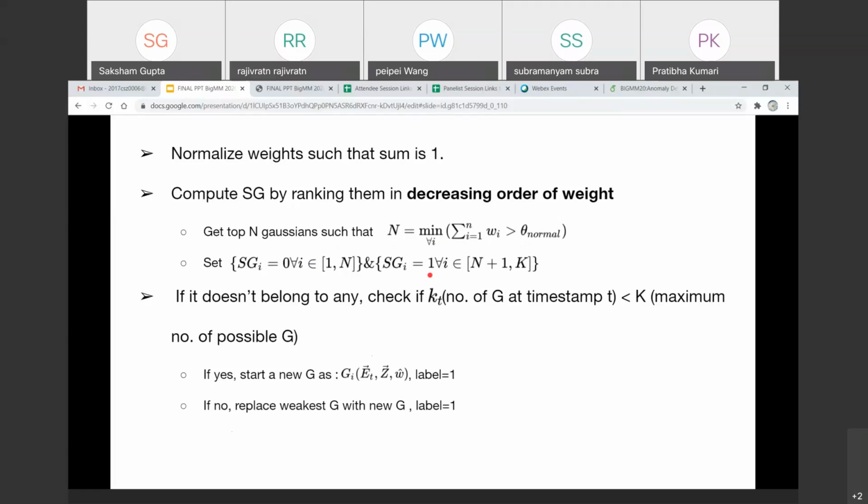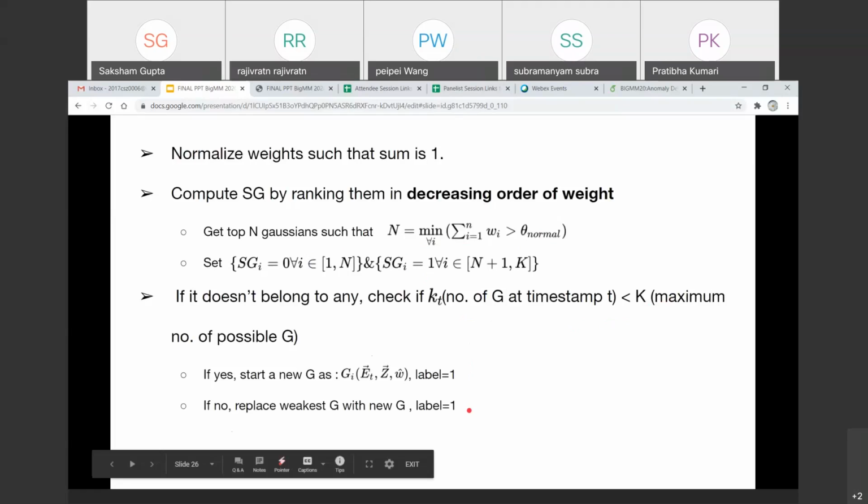And the other case is that the sample is not matched to any of the Gaussians. So what to do? At that time, we see how many Gaussians there are. If the number of Gaussians has reached a maximum limit, that is k, then we replace the weakest Gaussian. Otherwise, we start a new Gaussian. In both cases, we label that sample as abnormal.